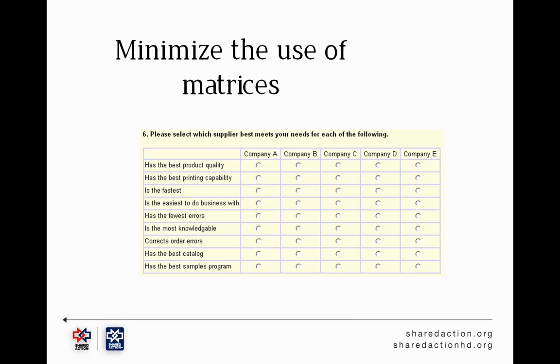Minimize the use of matrices. This is different from what I was talking about before, grouping them in an item in a series. When a question asks, please select which supplier best meets your needs for each of the following: best product quality, printing capability, the fastest, etc. Don't do this. Spell each response out as its own question, and you can place them in an item in a series, but don't use a matrix. The rule says minimize it, but if at all possible, just avoid using matrices.